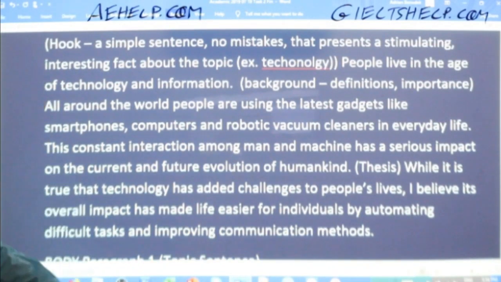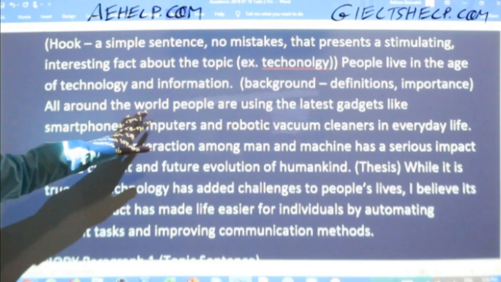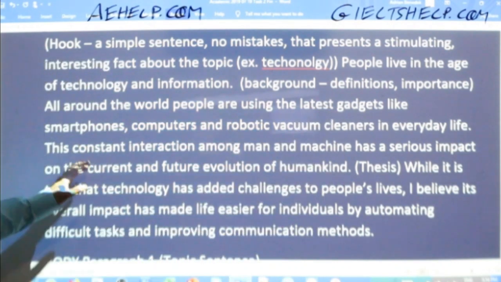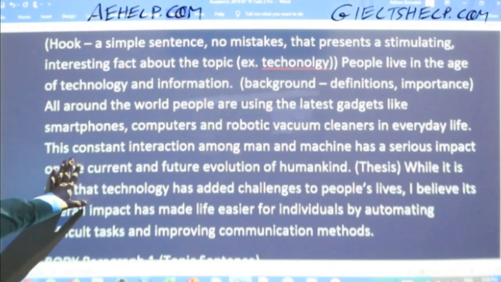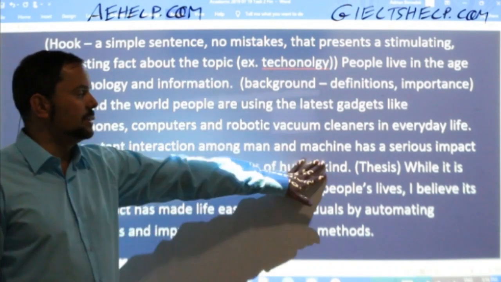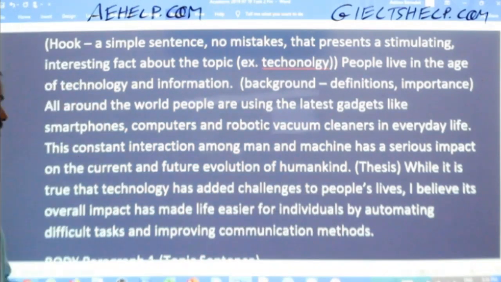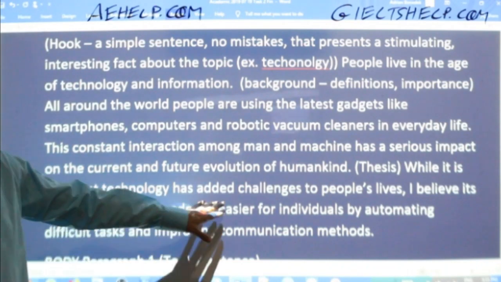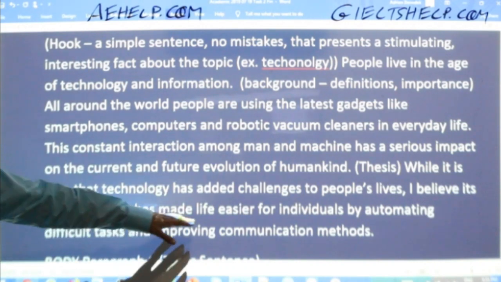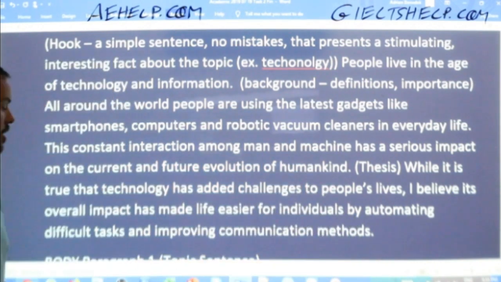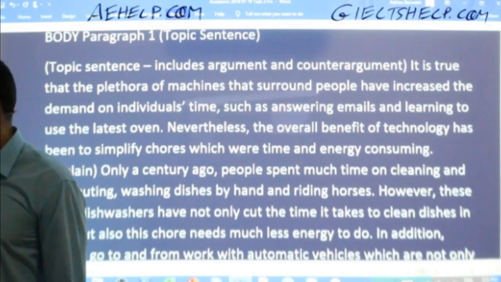Introductory paragraph. People live in the age of technology and information. All around the world, people are using the latest gadgets like smartphones, computers, and robotic vacuum cleaners in everyday life. This constant interaction among man and machine has a serious impact on the current and future evolution of humankind. While it is true that technology has added challenges to people's lives, I believe its overall impact has made life easier for individuals by automating difficult tasks and improving communication methods.